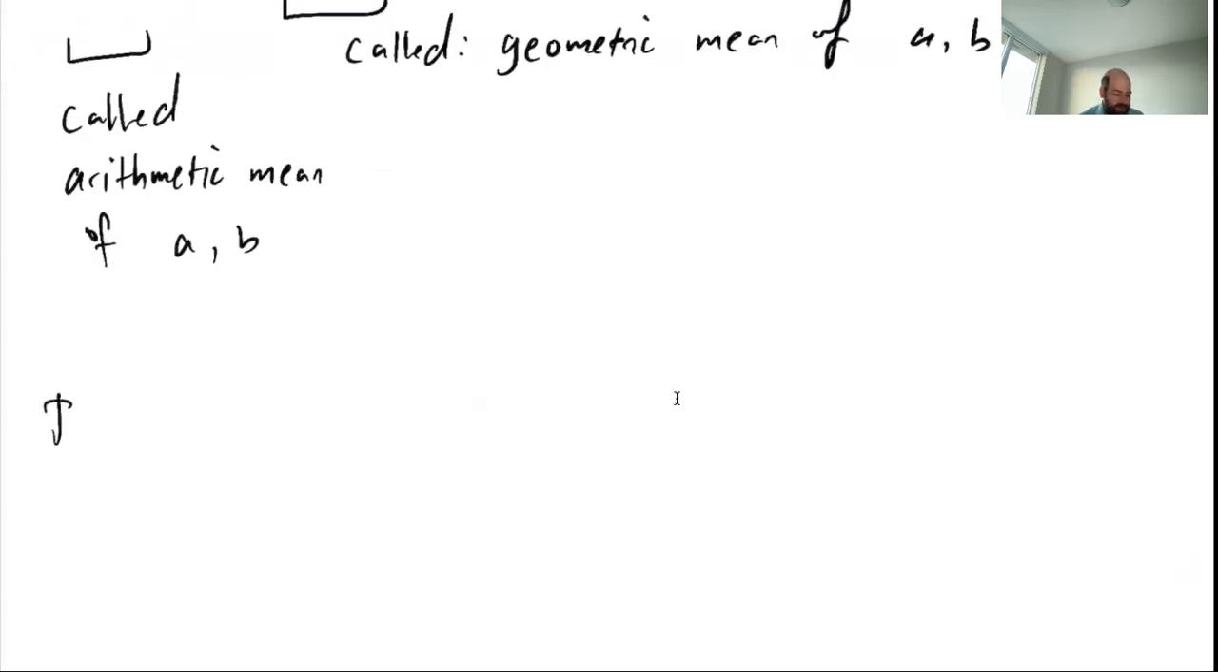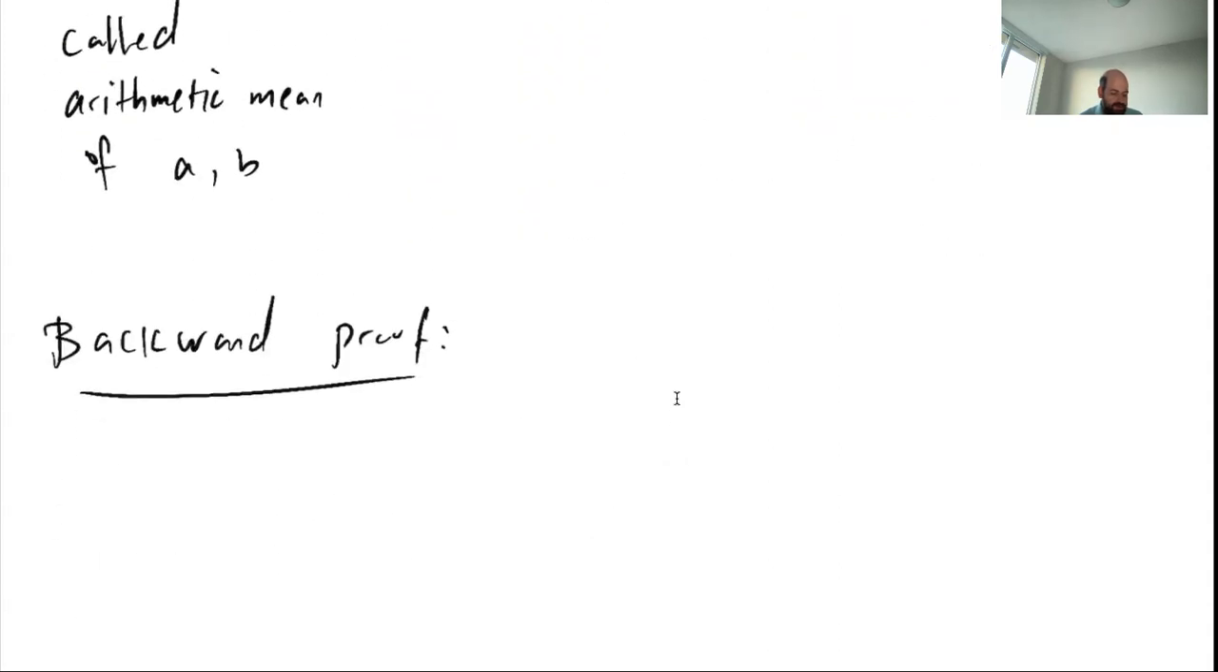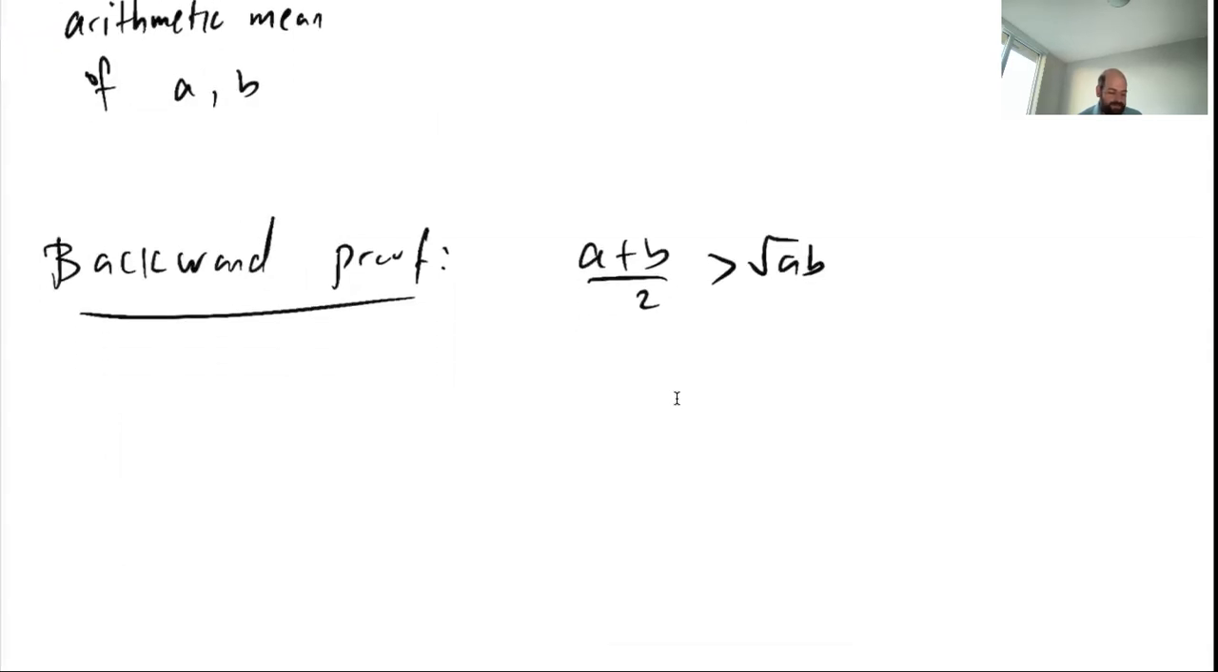We want to do it with backward proof. What do we do in backward proof? We start with the goal. So the goal is (a plus b) over 2 bigger than root ab. And then we simplify until we get to something that we know is true, we know it holds. And then we check that the steps are reversible. So let's do that. I start with this. Then what can I conclude? I can multiply both sides by 2, of course. Then I can say a plus b is bigger than 2 root ab.